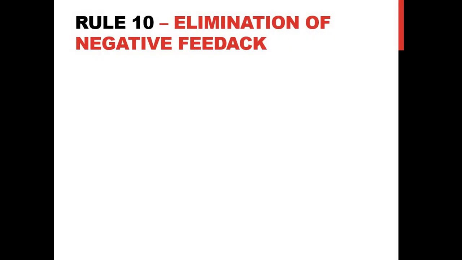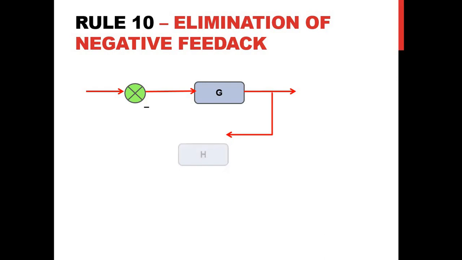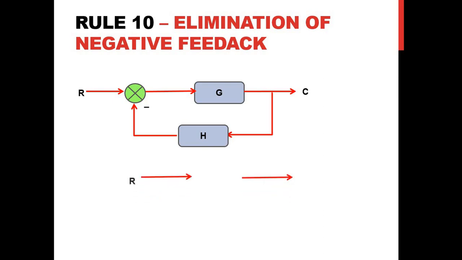Rule number 10, the most important rule, elimination of negative feedback. So here we have blocks. We have a summing point for which we are going to have a negative feedback. Your feedback fraction is H. The input we give is R. The output we get is C. Now we are going to replace these two blocks and the summing point with a single block whose input is R and whose output is C. The value of the block that we are going to add is G by 1 plus G into H. This is the most important rule that we'll be using.